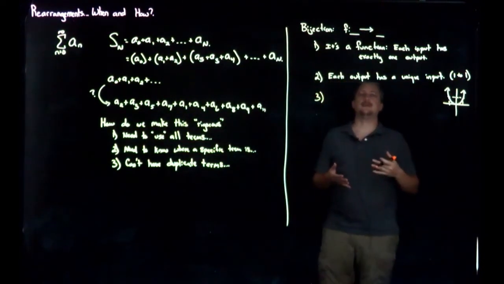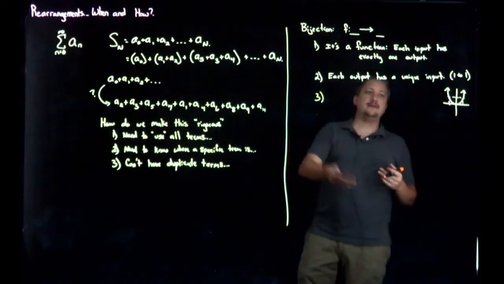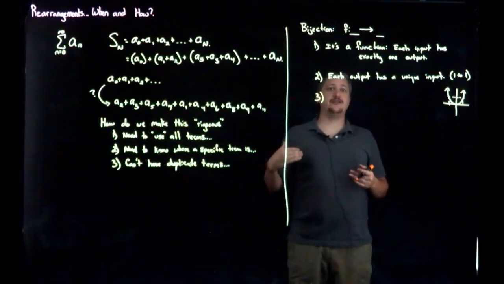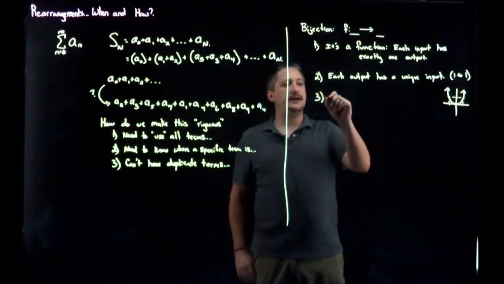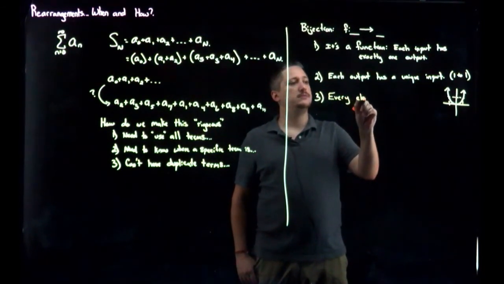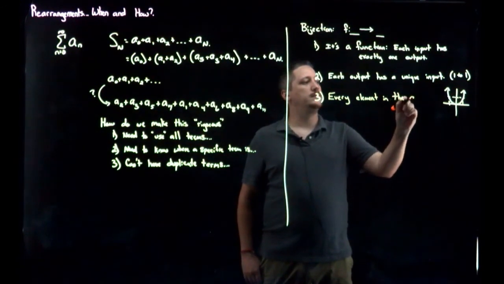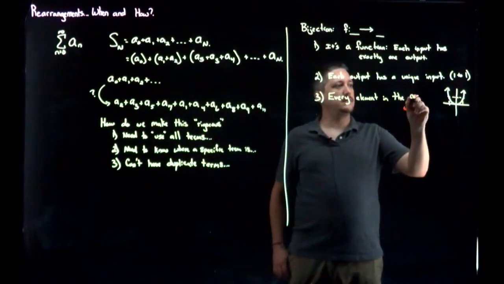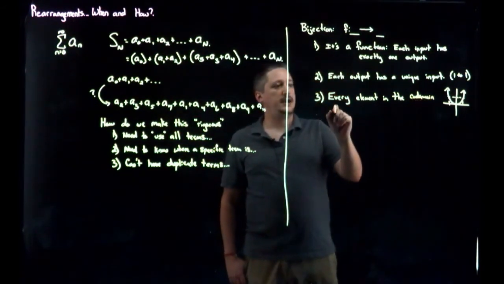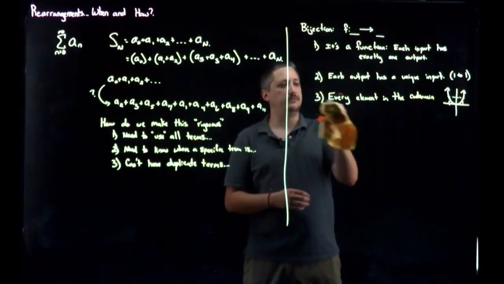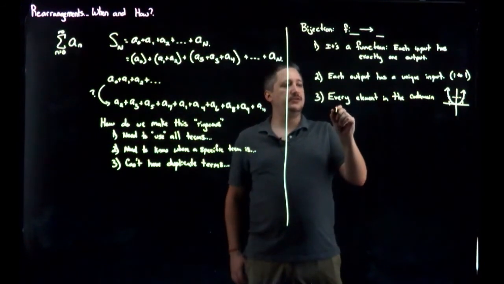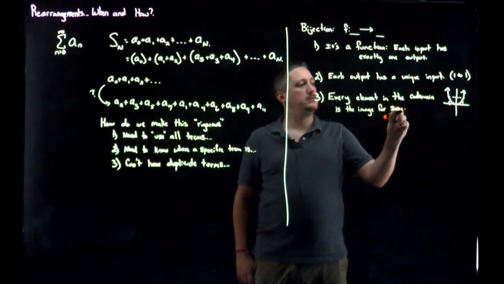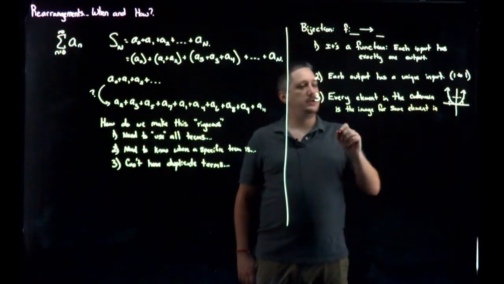And the other thing for bijection is that it's onto. So what does that mean? That means that every element in the codomain is actually hit. So every element in the codomain has some domain value that maps to it. Here, I'll write it with better terminology: every element in the codomain is the image for some element in the domain.